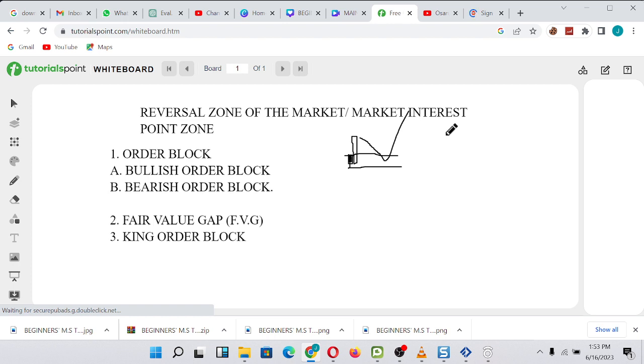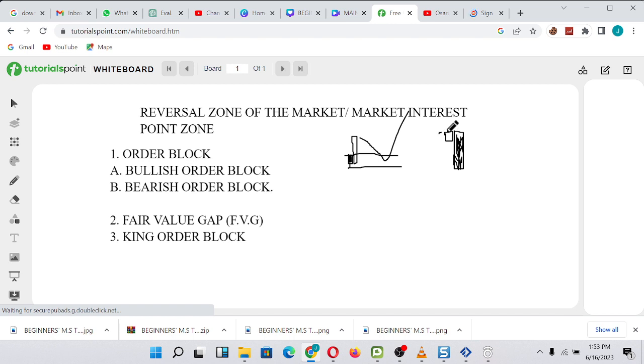But the bearish one is the last green candle. Now I'm using red and green because red signifies a bear, green signifies a bull, right? You can put your chart to be different colors, but I'm just using red and green. So in case you hear red and green, know that that's what I'm saying, okay? So for a bearish order block, it is the last green candle before this expansion, before this red candle, okay?